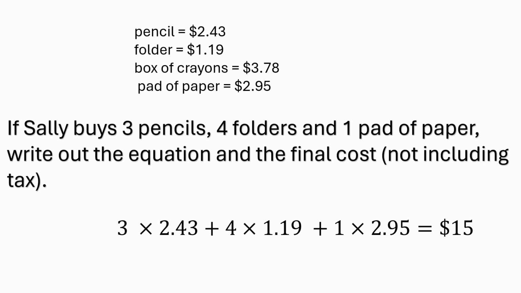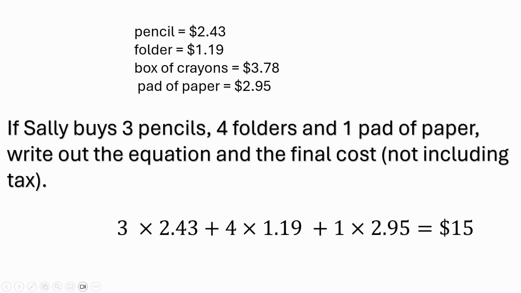All right, so if you wrote this one out correctly, you're going to end up with 3 times $2.43, which is the cost of a pencil. And we're getting 3 of them. And then you're going to add that to 4 times the cost of 1 folder, which is 4 times $1.19. And then we're going to add 1 pad of paper. A pad of paper is $2.95. So it's plus 1 times $2.95, or you could have just written it out as $2.95 at the end. And if you multiply and then add those all up, you should get $15 for the final cost.